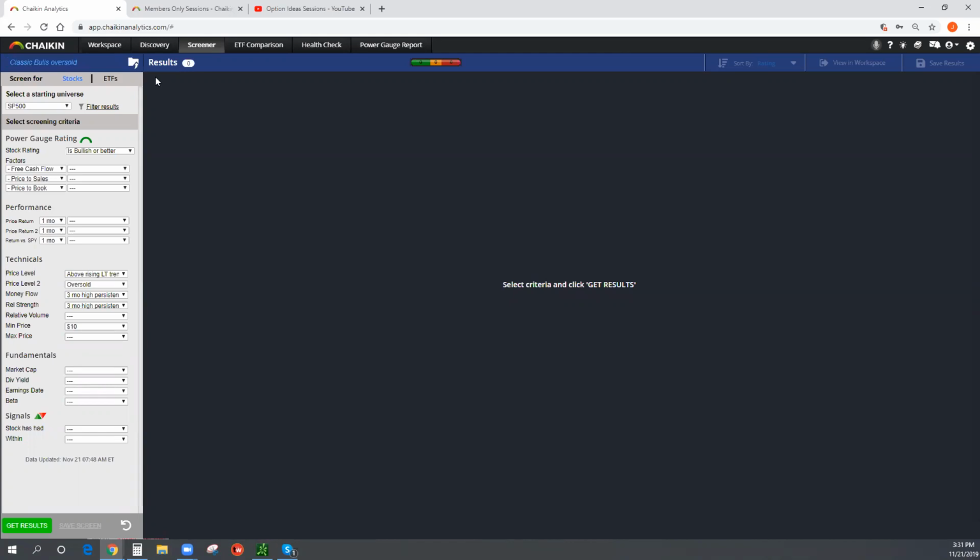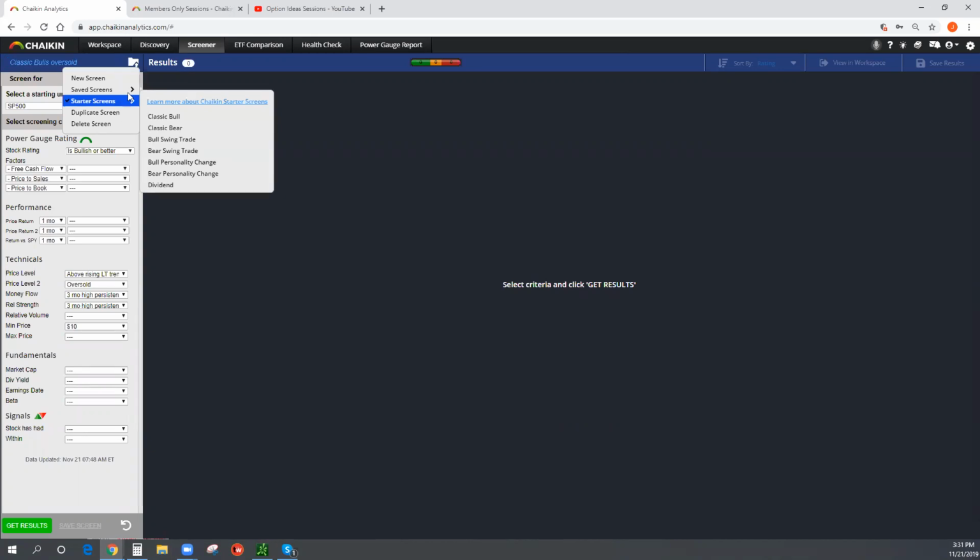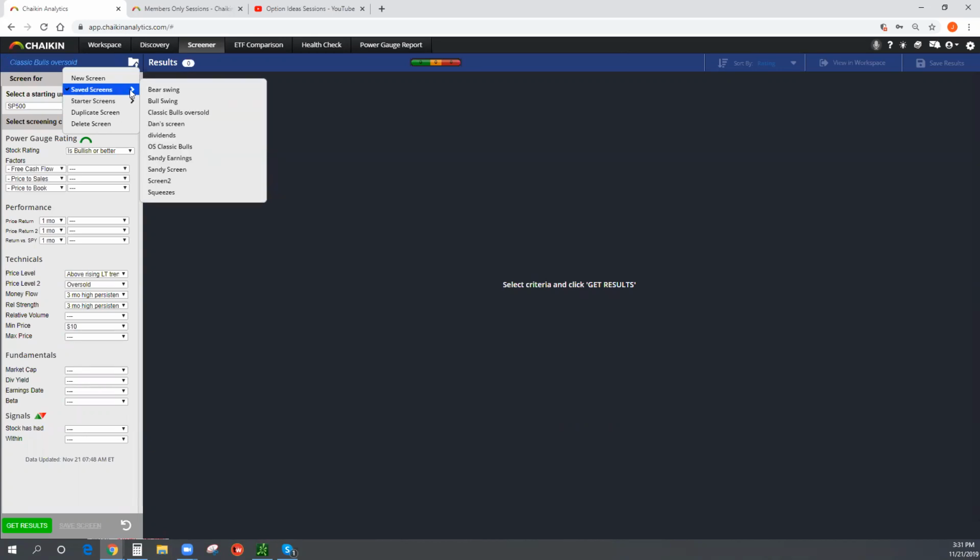I can then go back to this button where I found the starter screens, and I have my own saved screens. And you can see right there, Classic Bulls Oversold. So I don't even have to go into the starter screens now. I can go right to the screen that I built off of the starter screen that I like for me.